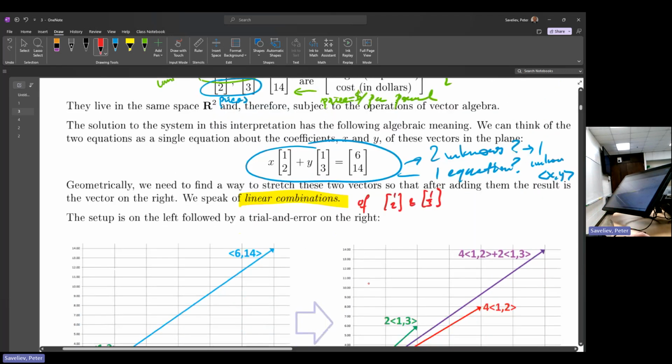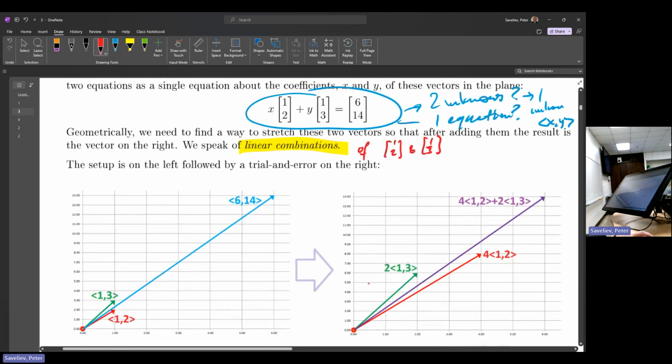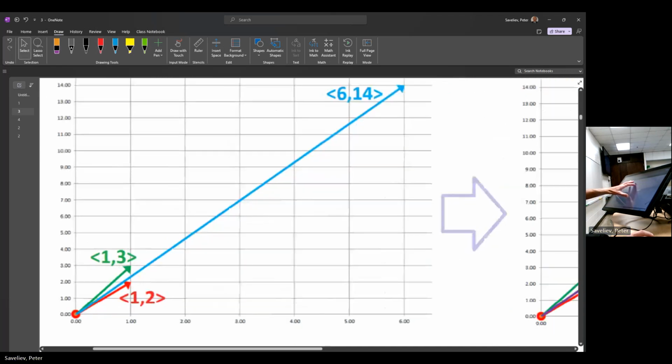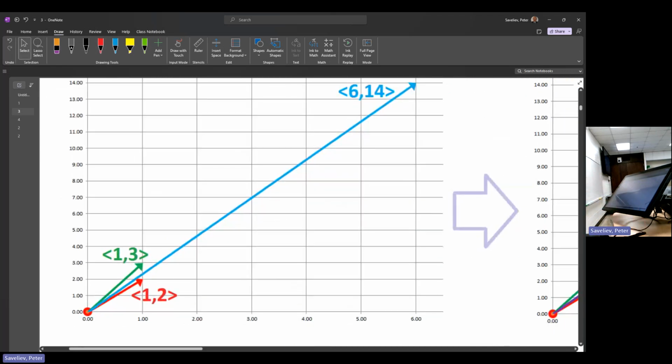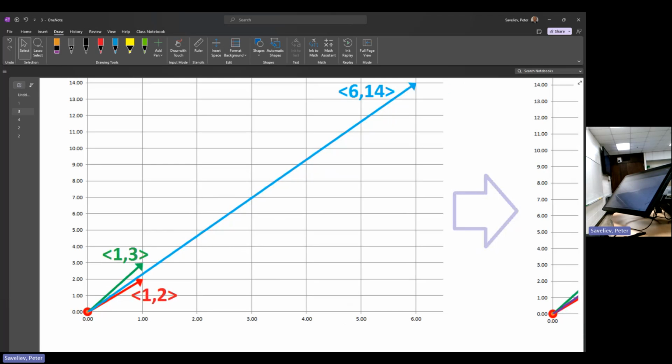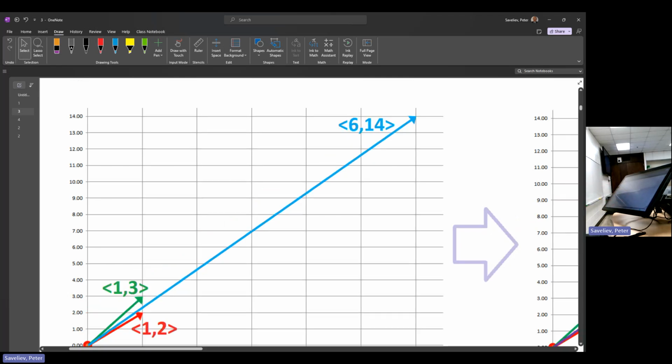So this is what the picture will look like. 1, 2 and 1, 3 are at the bottom left. What we are doing here is giving a stretch to one vector and a stretch to the other vector and then adding them together. However, it has to be done in such a precise way, giving different weights to each of them, so that we produce 614. The outcome should be 614.